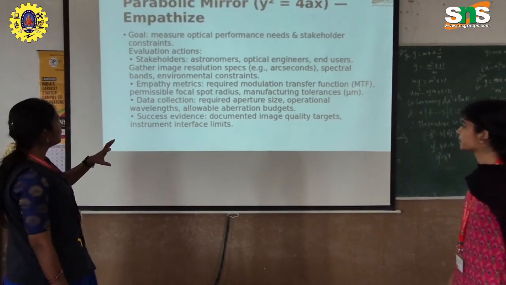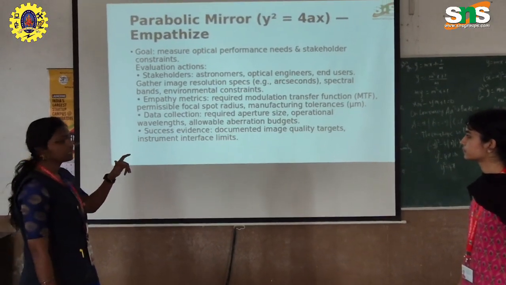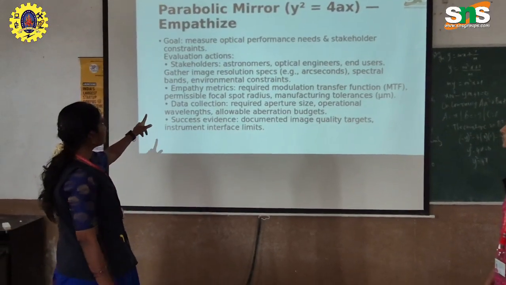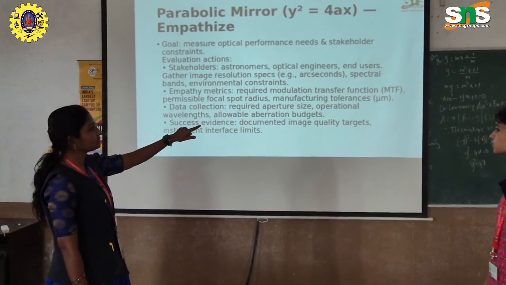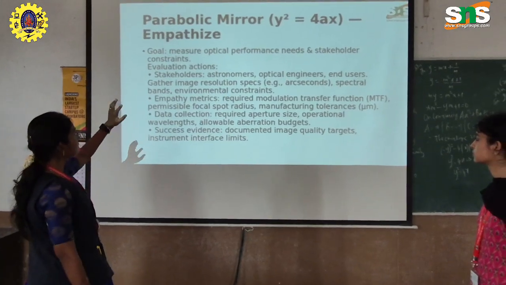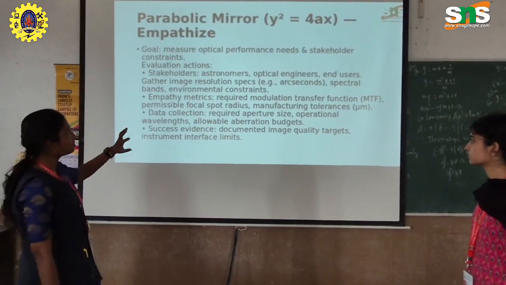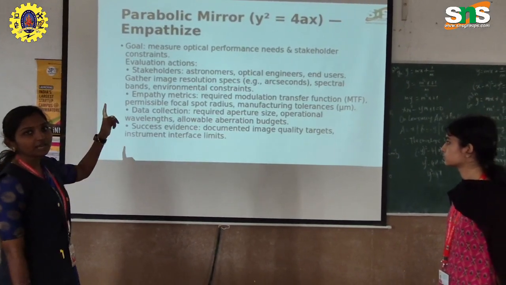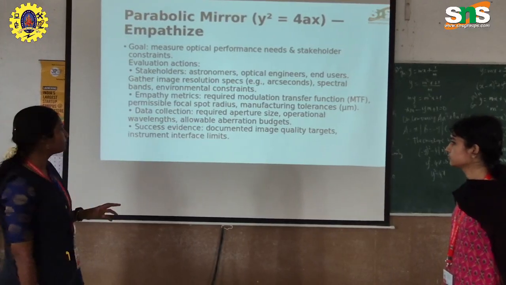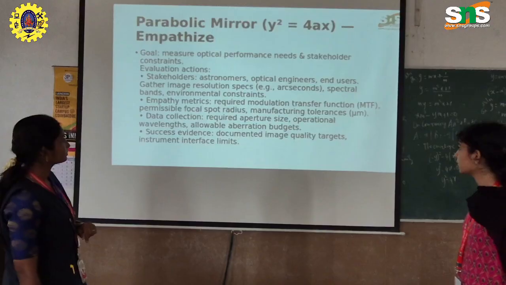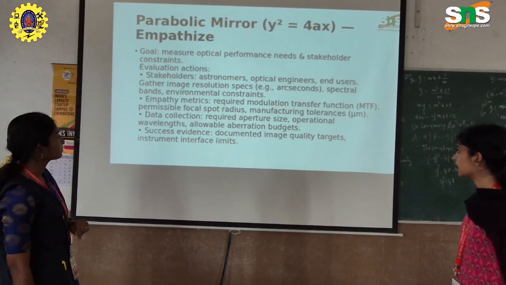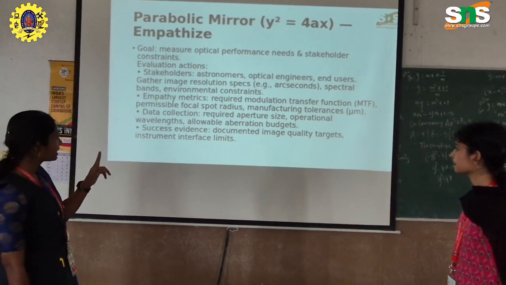So this is our empathy part wherein we will calculate this MTF function, permissible focal spot radius and manufacturing tolerances, which will be measured by mu_m. So this is considered to be the measures of this parabolic mirror wherein the equation is y squared is equal to 4ax. Next is data collection: required aperture size, operational wavelengths, allowable aberration budgets. So these are to be collected.